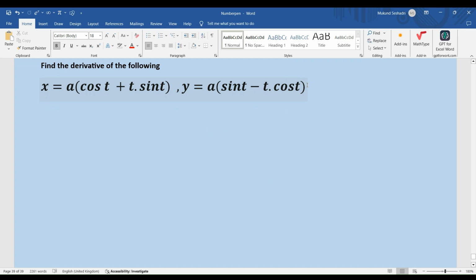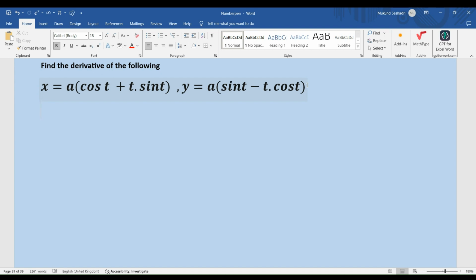So there we have the problem on the screen. Find the derivative of the following: x equals a times cos t plus t sine t, and y equals a times sine t minus t cos t. So we have a parametric equation in place where x is represented in terms of the parameter t and so is y, and we've been asked to find dy by dx.